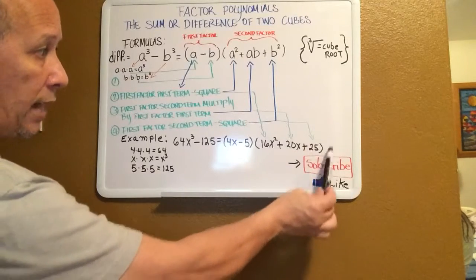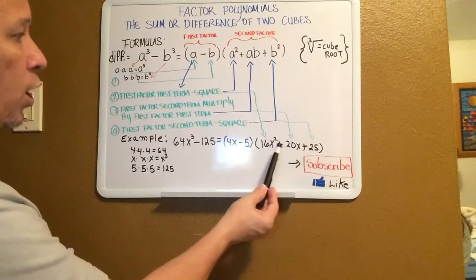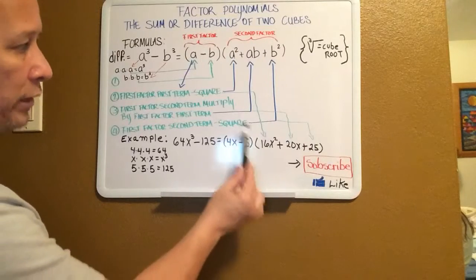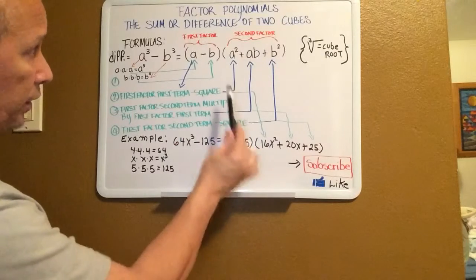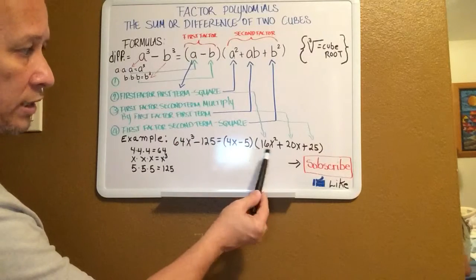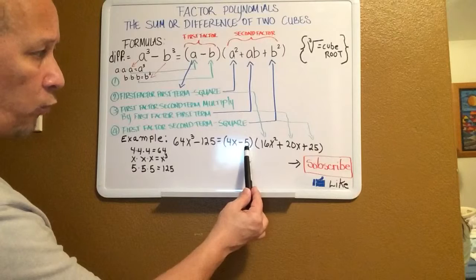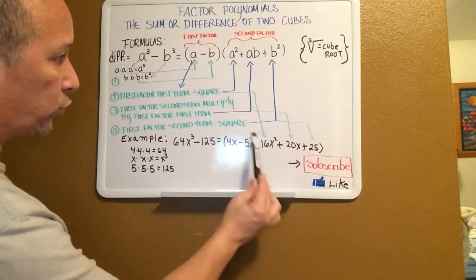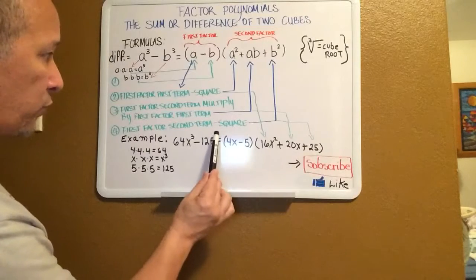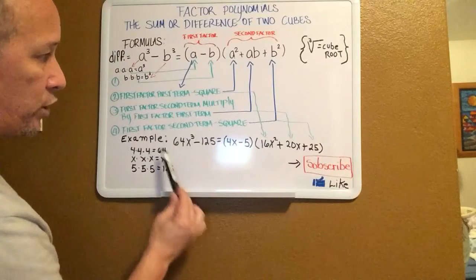To get the last term, the third term, we have to square the second term of the first factor. In this example, the second term of the first factor is the number 5. Number 5 squared equals 25. Now we get our two factors to factor our original equation.